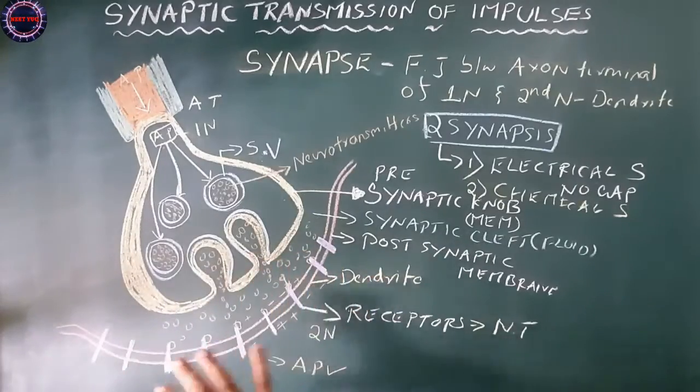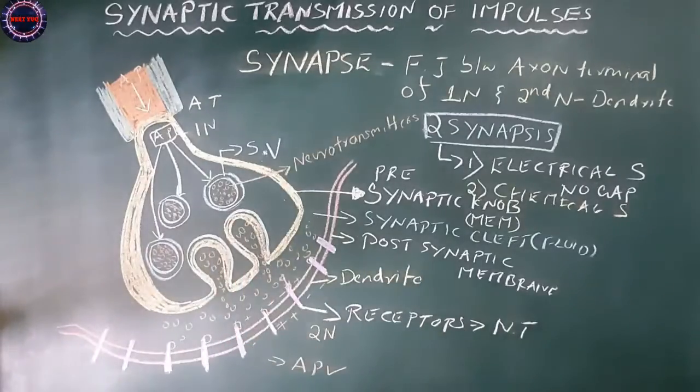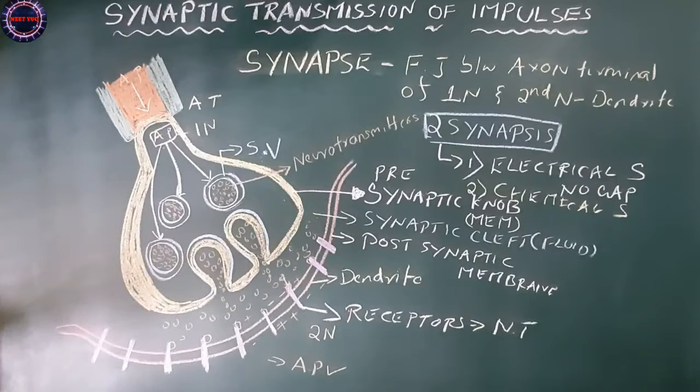Ultimately, a synapse is nothing but the junction between two neurons, which is separated by a gap called the synaptic cleft. So this is all for this session. Hope you understood this. Thank you.